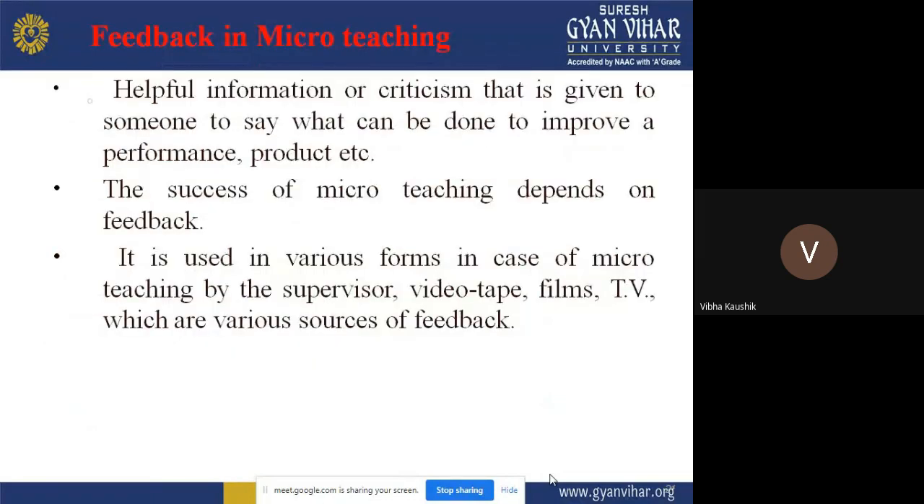Feedback is helpful information or criticism given to someone to say what can be done to improve a performance, product, etc. What has to be done so that there will be an improvement. The success of micro teaching depends on feedback, which the trainees get from the supervisors in various forms. In micro teaching, the supervisor can use video films and TV, which are sources of feedback.